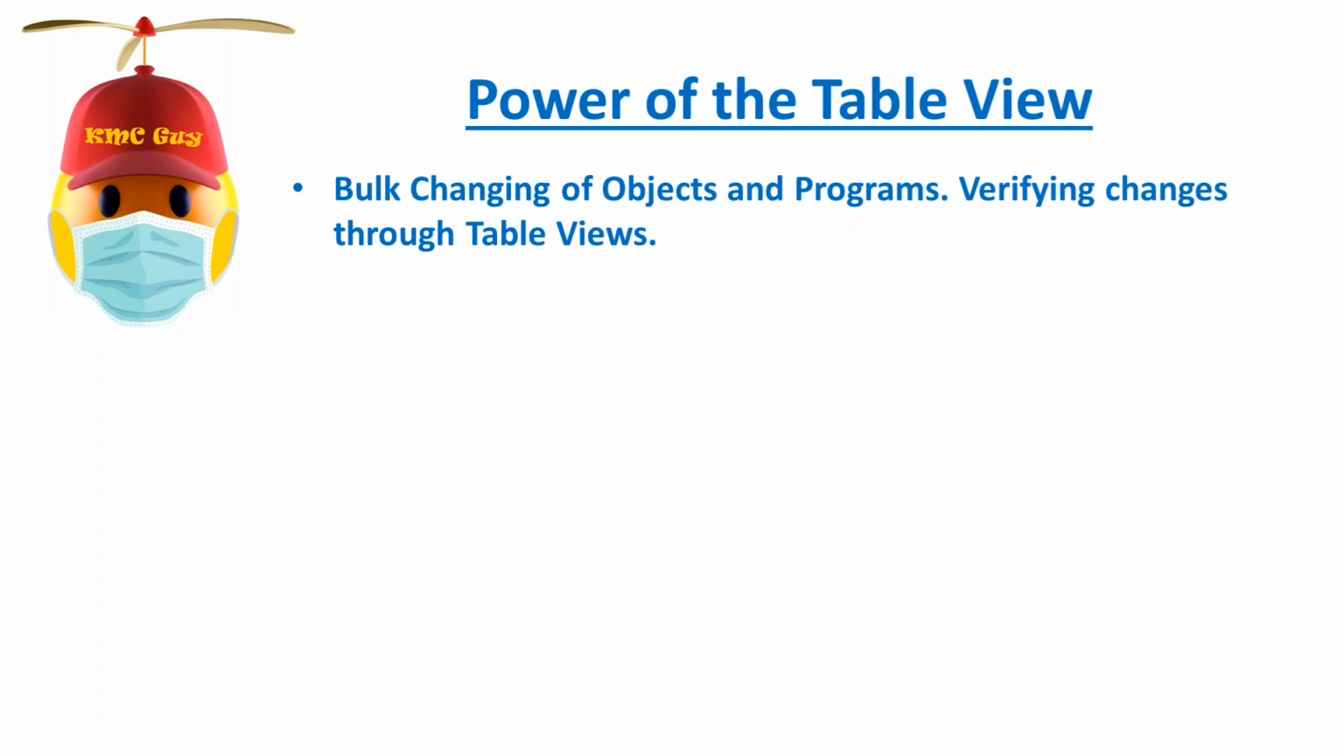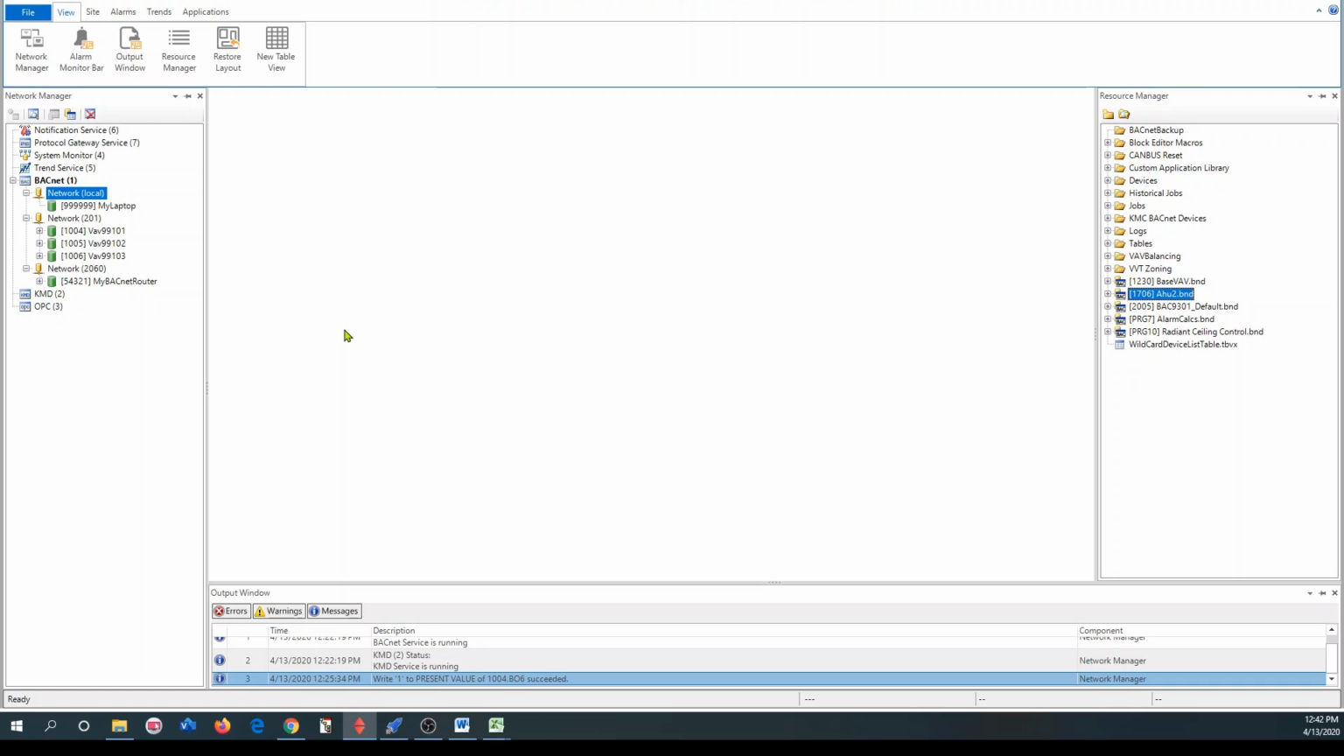Next, I'll show you how to do bulk changes of objects in programs, then verify those changes through the table view. This is more than just table views. I'm going to use table views to verify what we've done. One of the things that I wish KMC had in their VAV controllers is code written to drive a box to full volume. Unfortunately, they don't have that.